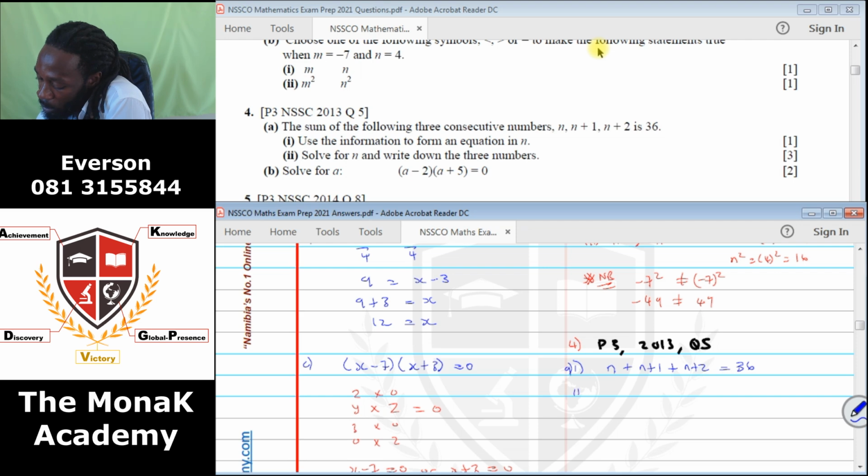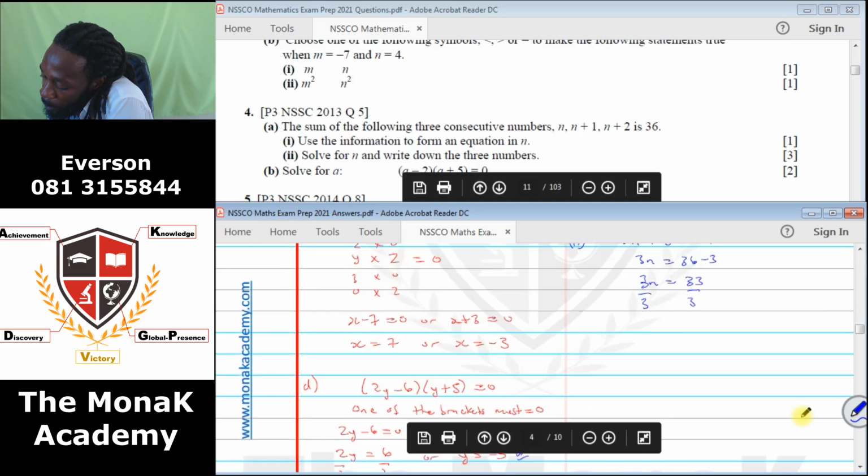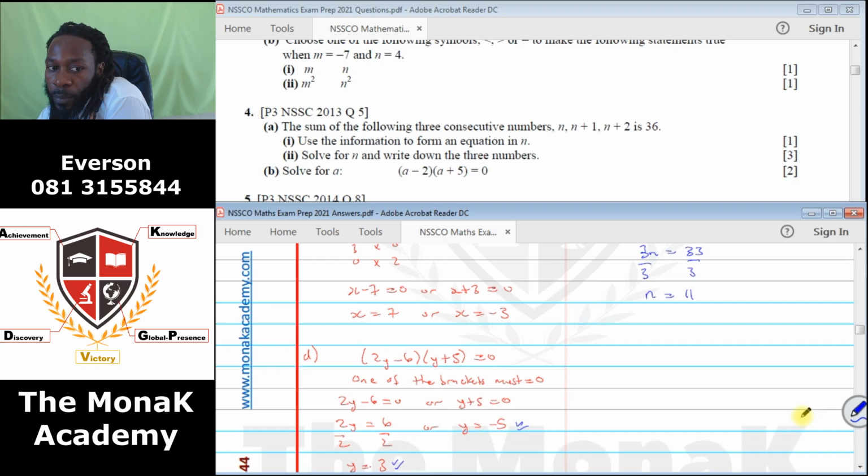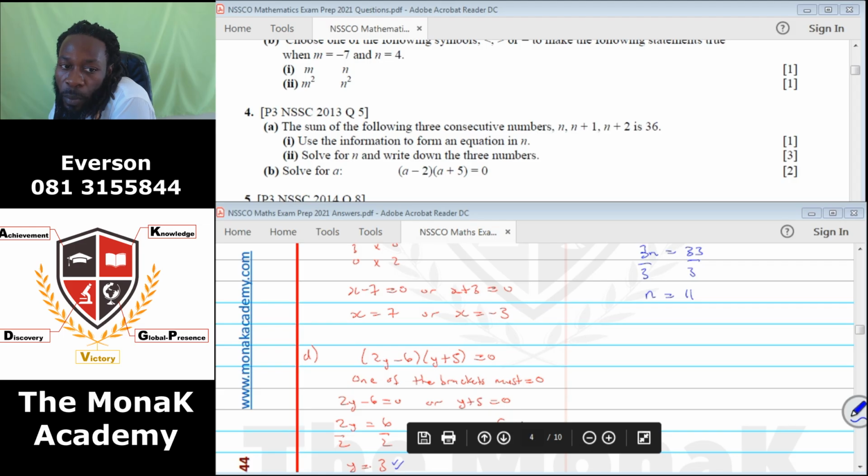Now we solve that equation. We know we add together the n's, it becomes 3n plus 3 equals to 36. 3n equals to 36 minus 3. 3n equals to 33. We divide by 3. So our n equals to 11. Simple, huh?